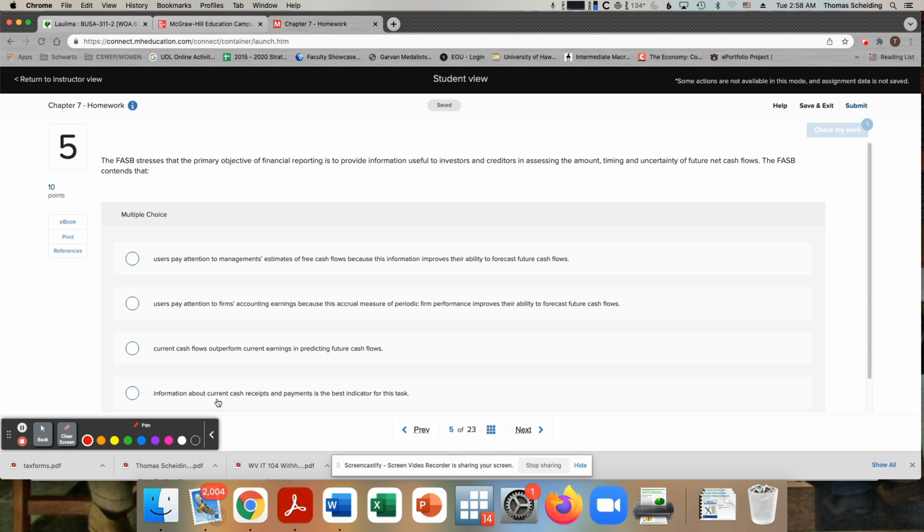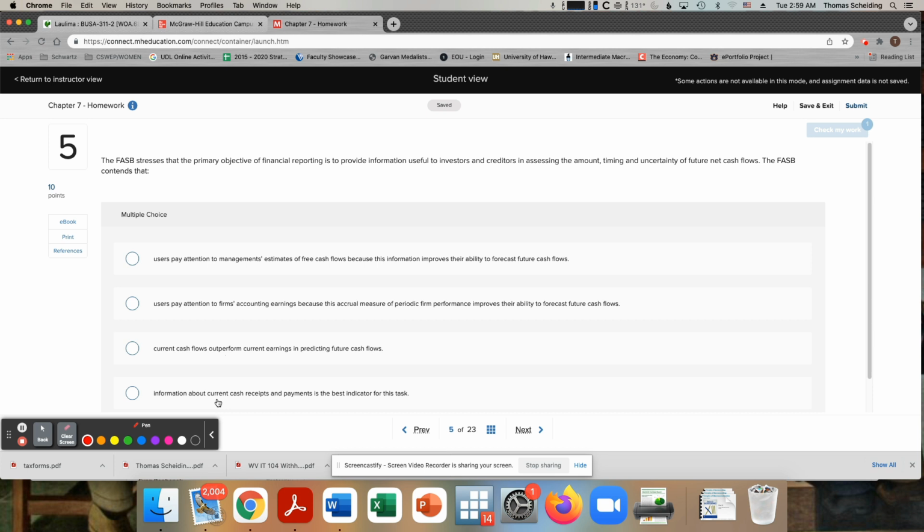Is it because they think that cash receipts and payments is the best indicator? I mean, it can be, but it doesn't have to be. So the last choice isn't really the option because of that uncertainty about whether it can or not. That current cash flows outperform current earnings in predicting future cash flows. In some situations, it can, but it doesn't have to be. So that's also why that option is incorrect.